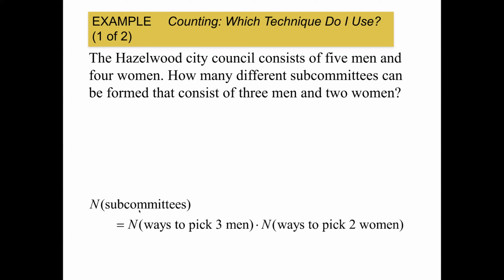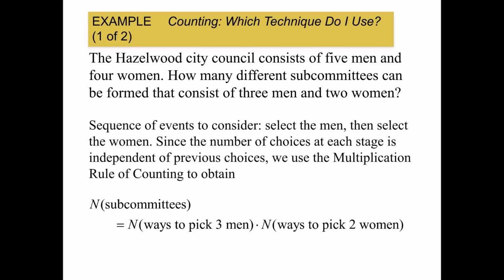So we have subcommittees. There's a bunch of subcommittees, which is what we want to calculate. But how many different ways can we pick 3 men? And how many different ways can we pick 2 women? And these are going to go in order. It has some similarity to previous examples we've had.